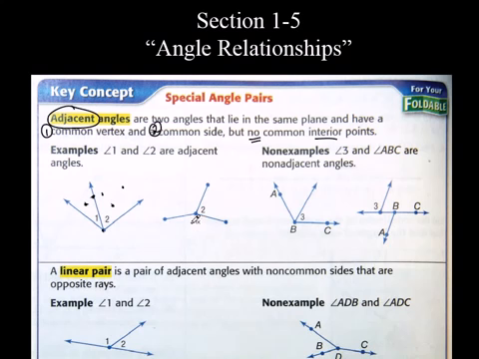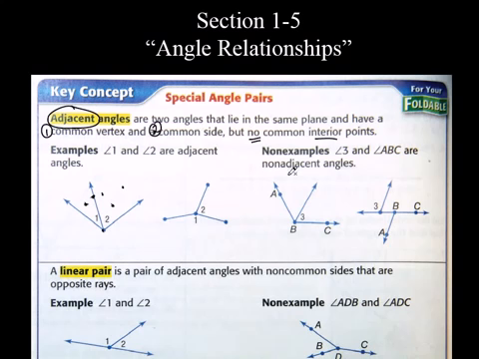Let's look at this. Let's see if 1 and 2 are adjacent here as well. Do they have a common vertex? Check. Do they have a common side? Absolutely. Angle 1 has this side right here, and angle 2 also has this side. So check on that one.